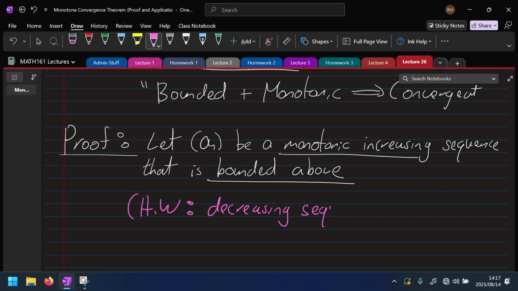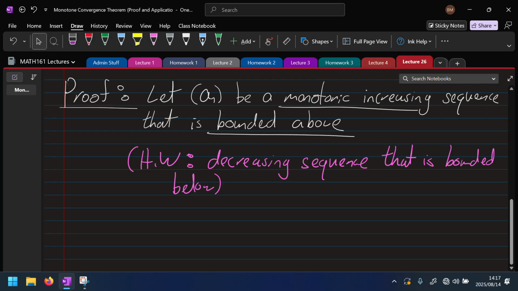Decreasing sequence that is bounded below. Okay, so the pink part you do for homework. Okay, so let's go back to what we're doing.